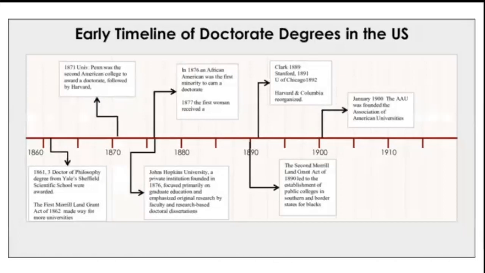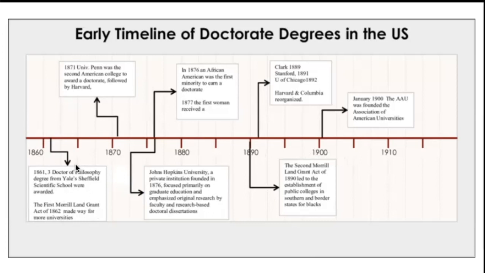This one is education history. You can see that the first PhD, or Doctor of Philosophy degree, was issued in 1861 from Yale University. The first Morrill Land Grant Act of 1862 made way for more universities. And this is and will be interesting to us. We see the second Morrill Land Grant over here. And the Morrill Land Grants set aside land for colleges that accepted a diverse group of people. So they accepted women and they accepted Black people earlier than private colleges like the Ivy League.